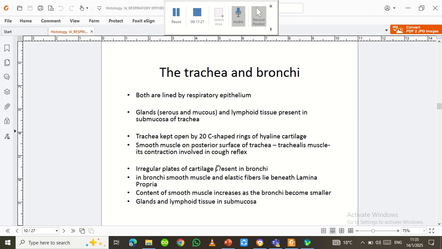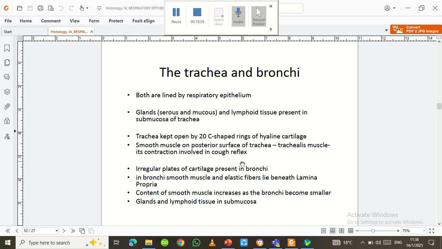Right. So the trachea, remember from gross anatomy, it was 11.25 centimeters long, with a 2.5 centimeters diameter, with C-shaped or horseshoe-shaped hyaline cartilage rings. You remember? Right. And posterior to these rings, they are going to be attached by a smooth muscle called the trachealis muscle. And this muscle is responsible for the cough reflex activity.